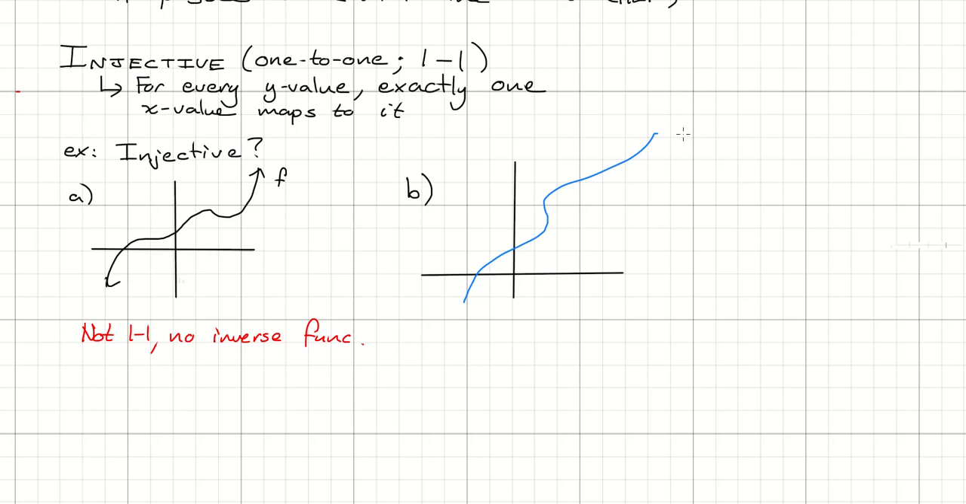I'm going to make the claim. It doesn't make sense to even say this thing's 1-to-1 or injective, because those are adjectives we use to describe a function. Is that a function? It fails. It doesn't even make sense to say this is injective. It's not a function. Okay. Good trick question there.